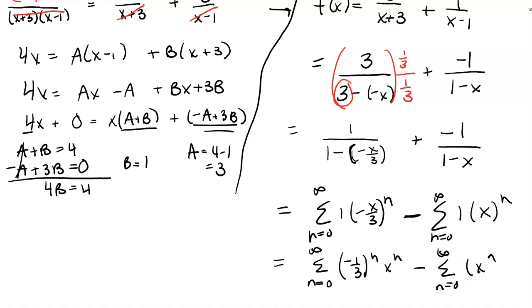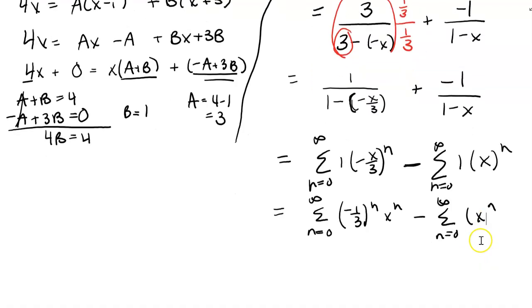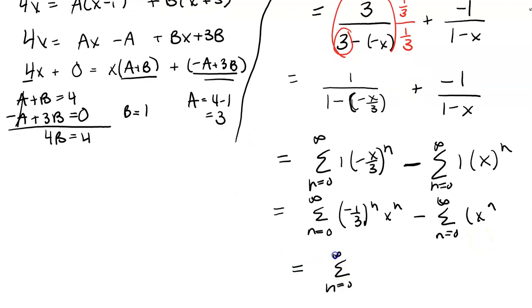And if you needed to actually simplify this a little bit further, you can do so, and you'll have the sum from 0 to infinity of, let's factor out the x to the n, and we'll have negative 1/3 to the n minus 1 is how we would write that, times x to the n.